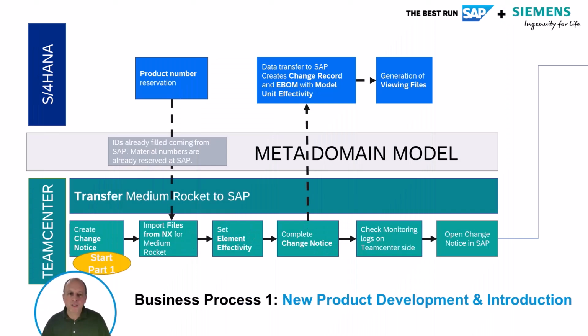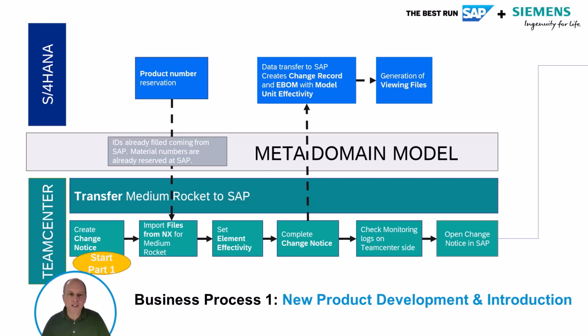The first part shows the business process new product development and introduction. At the beginning, the CAD files are imported from NX into Teamcenter as part revisions, and the part numbers are retrieved from SAP to ensure a consistent numbering. As it is requested to use Model Unit Effectivity in SAP, the Element Effectivity must be defined in Teamcenter as 1-2 up before the multi-level BOM is sent to SAP.